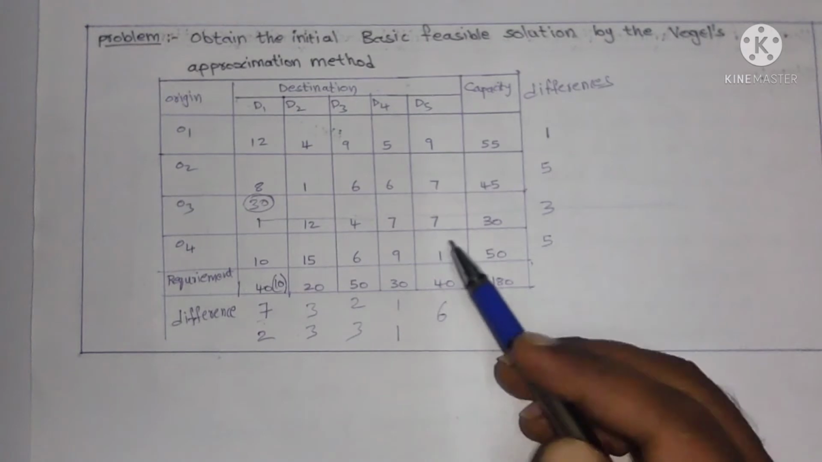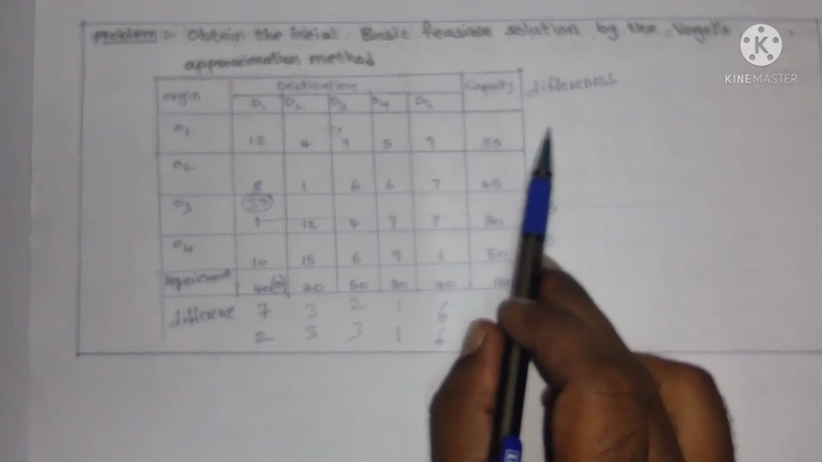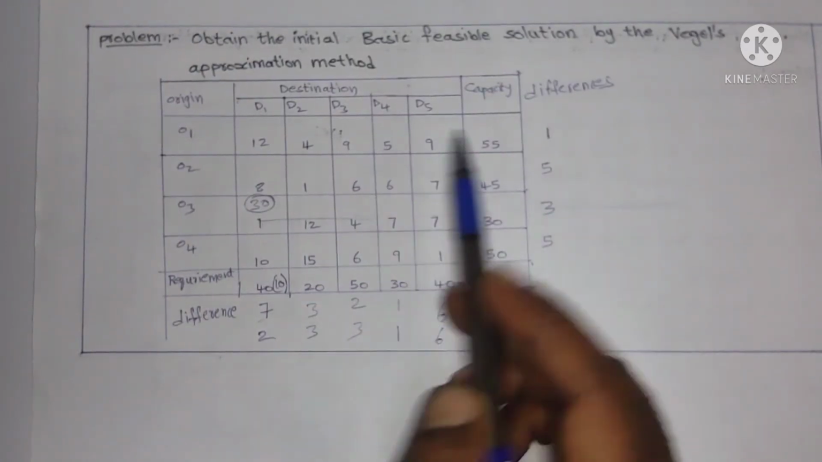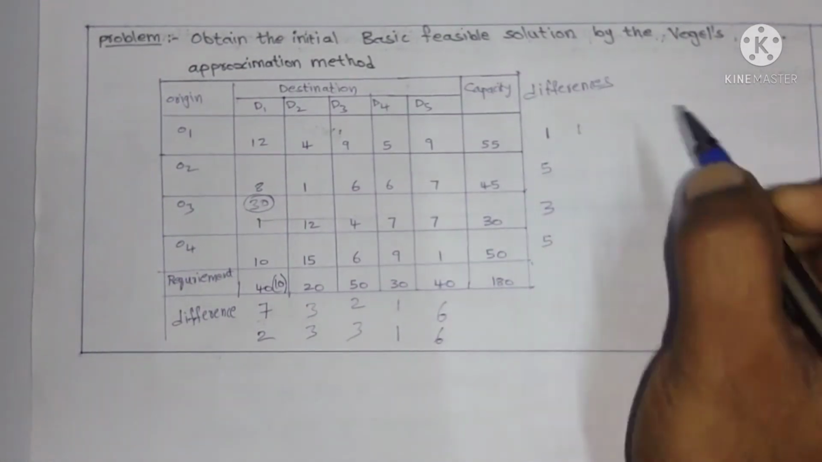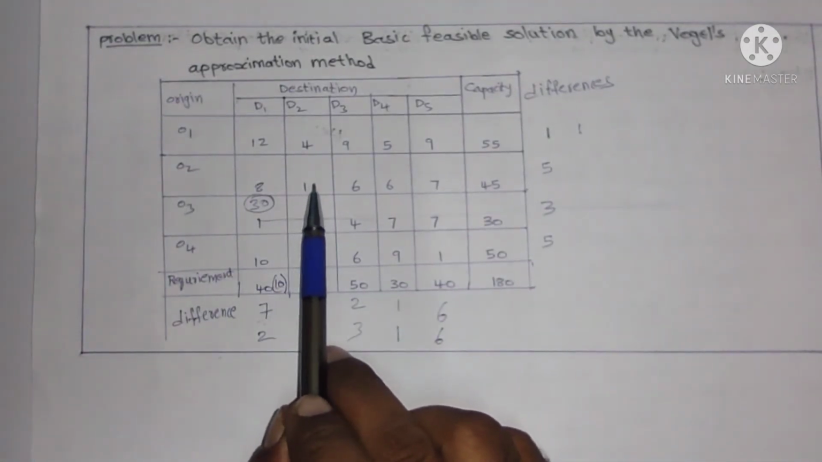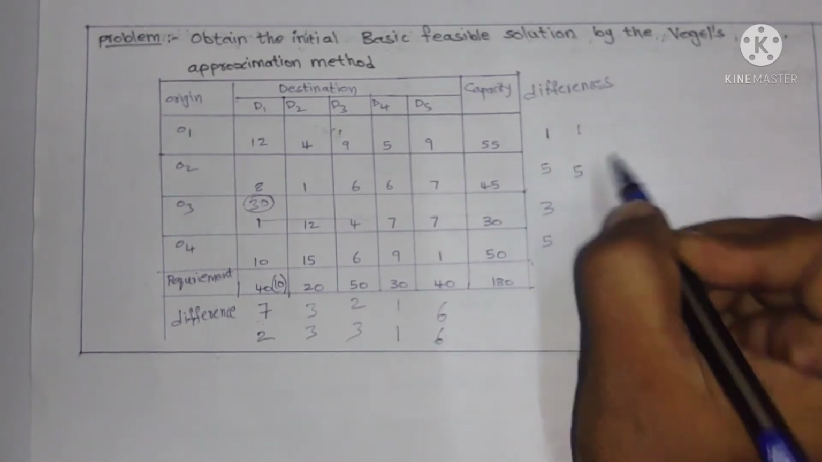7 and 1. The difference between these two is 6. Next, similarly, in the first row, what are the two cheapest cells? 4 and 5. The difference between 4 and 5 is 1. Similarly, the difference between the two cheapest cells in the second row, that is 1 and 6, is 5.